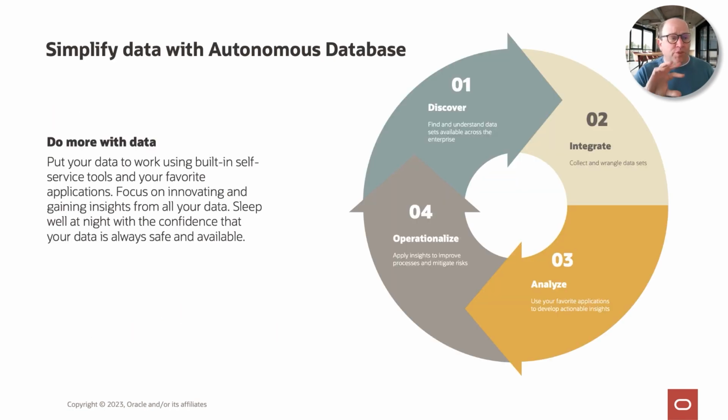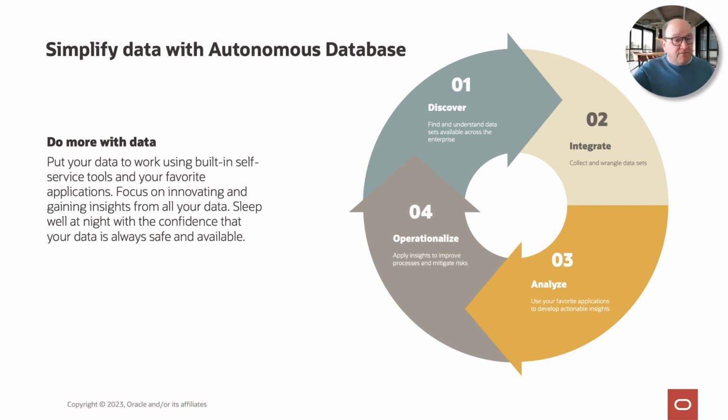So that's kind of the key. This is the mission for Autonomous Database: to simplify your use of data, right? So we want you to be able to do more with all of your data. That means finding data sets that are of use. It means understanding the meaning of that data, right? It's not enough just to have columns and tables. What's the semantic behind that?